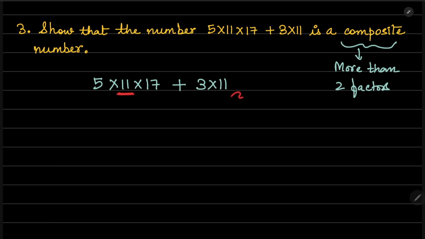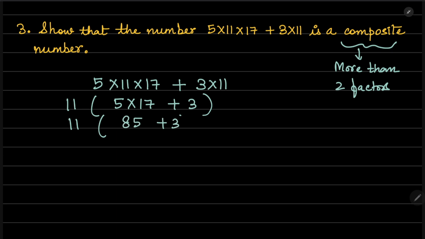So what is common here? You can see 11 is common. So let's take 11 common out. So inside the first term will be 5 into 17 plus 3. So 11 multiplied by, what is 5 into 17? It's 85 plus 3. So you'll be getting 11 multiplied by 88. You don't have to find the product. You can write it as the product. That is the answer that you get when you multiply 11 and 88. That product is a factor.